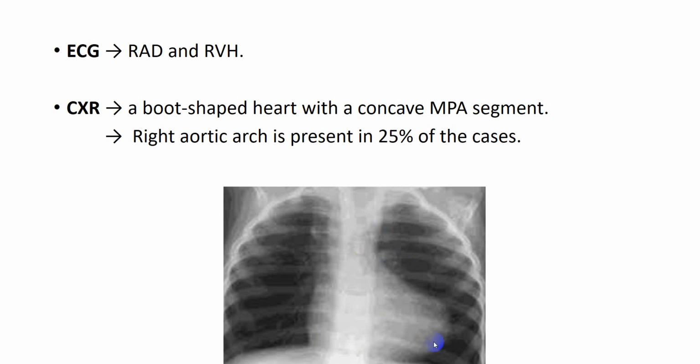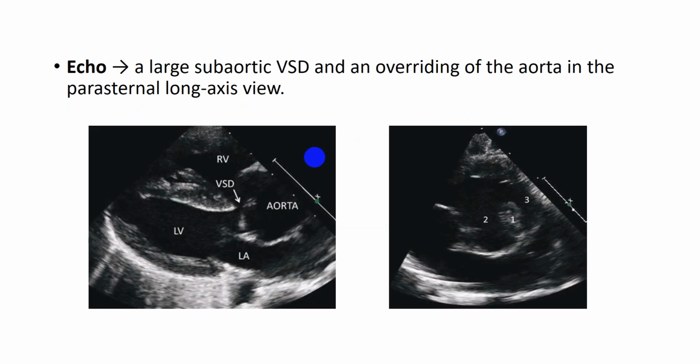Why boot-shaped heart? Because of the RVH, so the apex is pushed lateral and upward, similar to a boot. In addition, right aortic arch is present in 25% of cases with TOF. The definitive diagnosis is by echo.